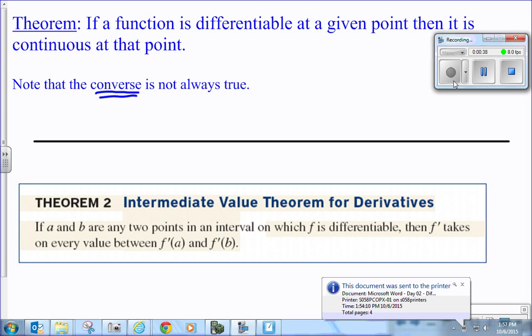What is differentiable? Differentiable means that the derivative or the slope of the graph coming from one side is the same as the derivative or slope of the graph coming from the other. Just like the limit, it approaches the same value as a limit. The derivative should be the same as it approaches that point. All right? So, that brings us to the intermediate value theorem for derivatives.